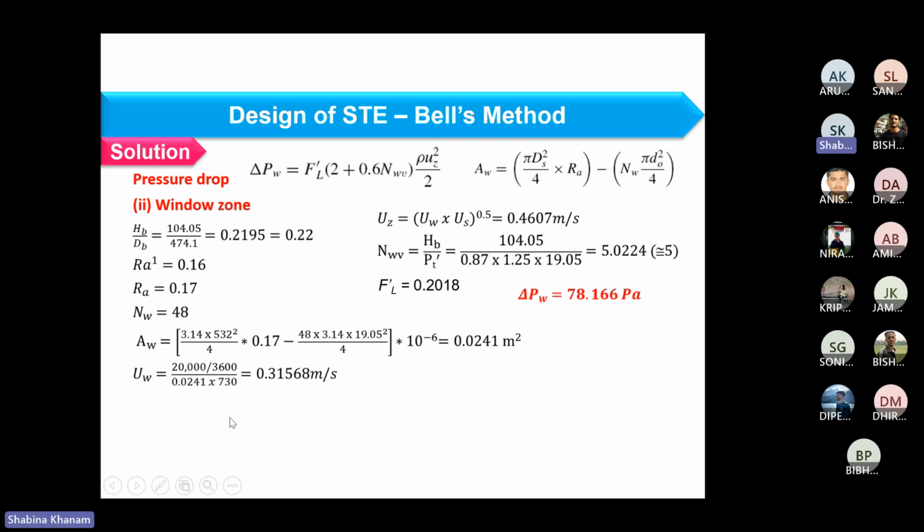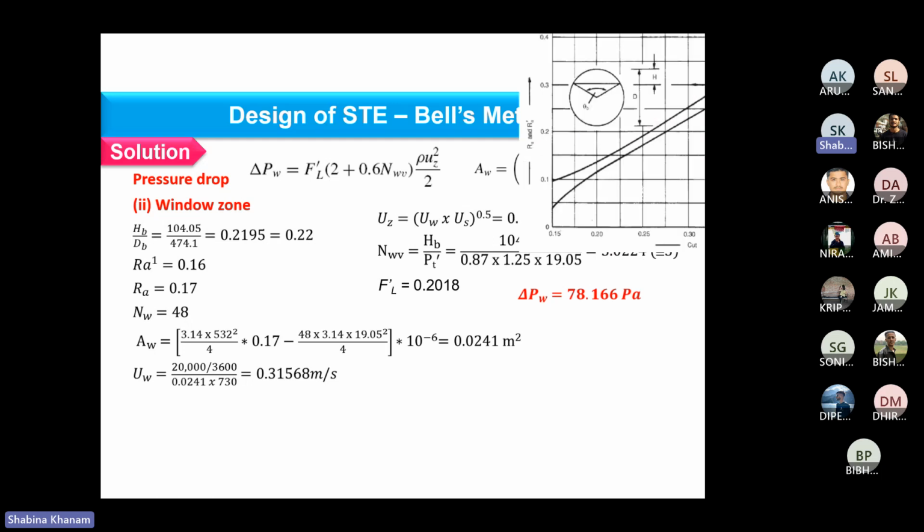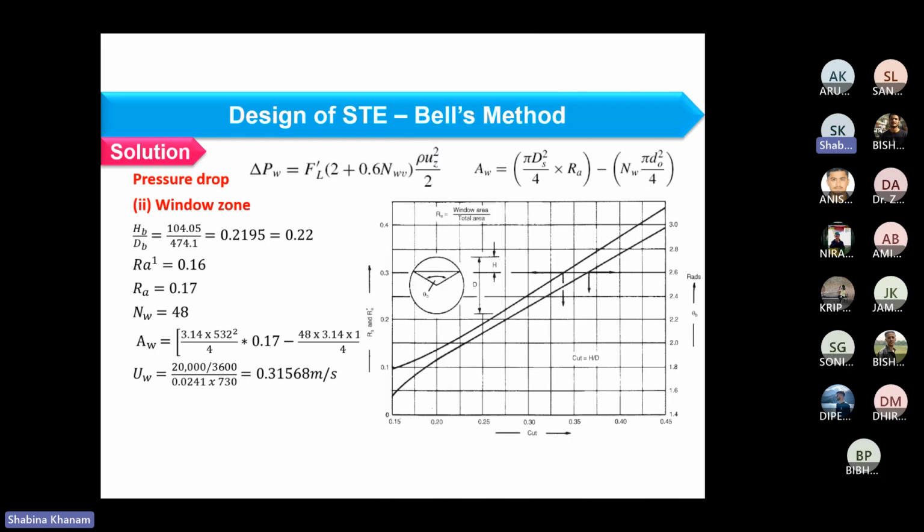Actually all these expressions we have discussed in the last class, nothing new. You only need to see the expression. So AW you need to find first. This is the expression for AW where RA would be used, and RA you can see at baffle cut, not the bundle cut, remember. So that RA you can find from the graph as 0.17, at baffle cut 0.25. NW we already have. Sorry, this graph you can use, at 0.25 you can see RA.